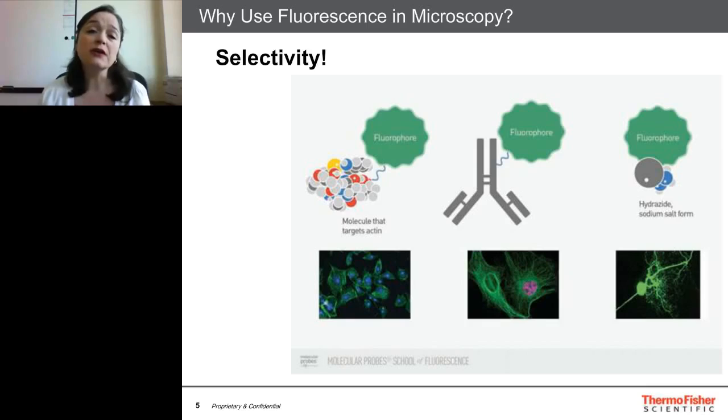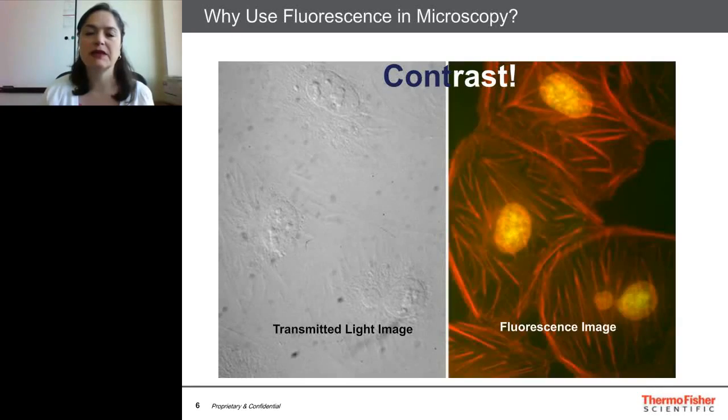So those are all the same fluorophores, and they just change in their selectivity with how they're conjugated or how they're applied to the cell. So that's another really convenient feature for fluorescence microscopy.